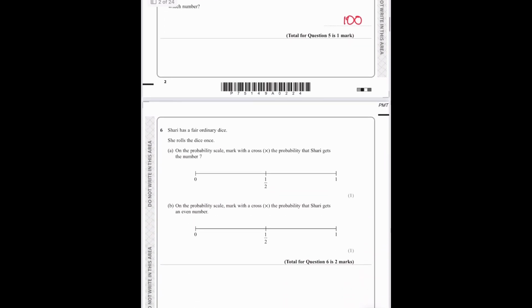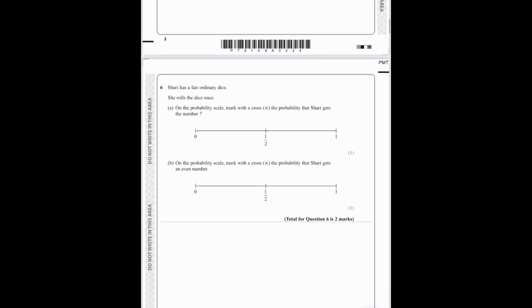Sherry has a fair ordinary dice. She rolls a dice once. On the probability scale, mark with a cross the probability she gets a 7. So that's impossible on a fair dice. On the probability scale, mark with a cross the probability she gets an even number. So with our even numbers, we have 2, 4 and 6. So it's 3 out of 6, which is a half.